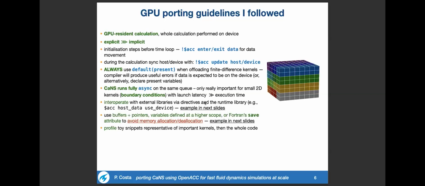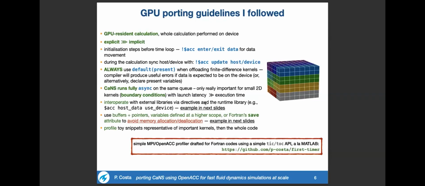And then there are some nice interoperability features and some tricks to avoid memory allocation and deallocation, which I will detail in the next slides. Profiling was very important, not only the whole timeline, but also taking kernels that were representative of important parts of the solver, writing small toy problems, and playing a bit with different versions of them before optimizing the whole code. And I found that profiling on the GPU with OpenACC Fortran was not really super straightforward. So I also wrote a small profiler with a, funny, tic-toc-like API like MATLAB. And maybe if it's useful to you too, you can have a look here in the repository.